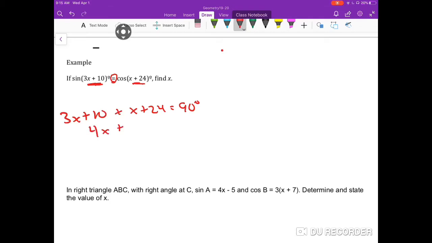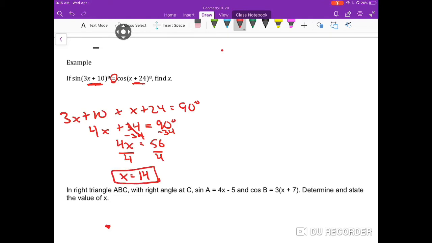We have 4x plus 34 equals 90. We have 4x equals 56. I just subtracted 34 from both sides. Divide by 4. I get x equals 14.